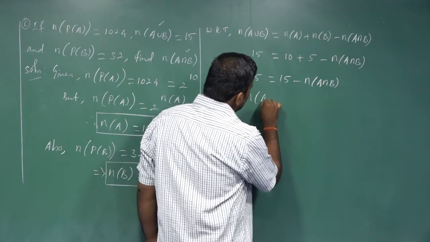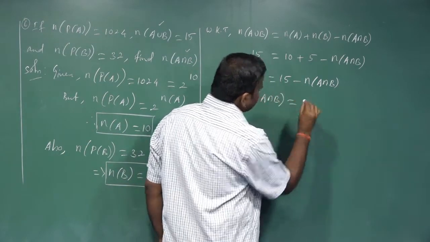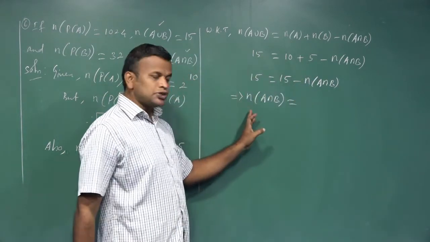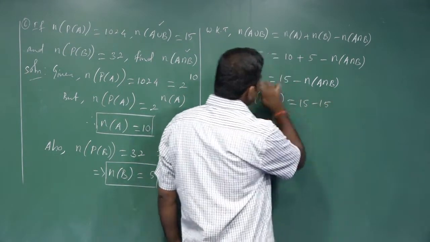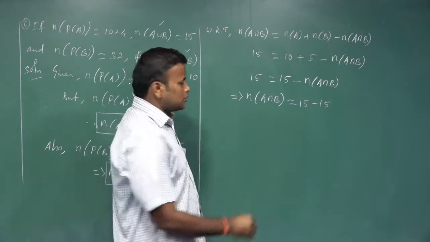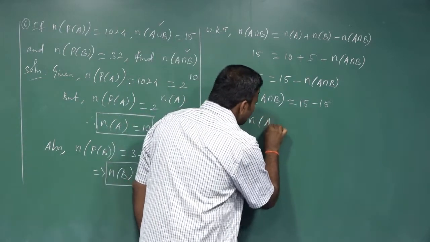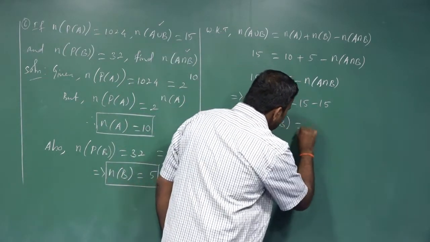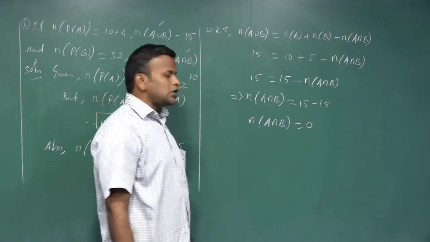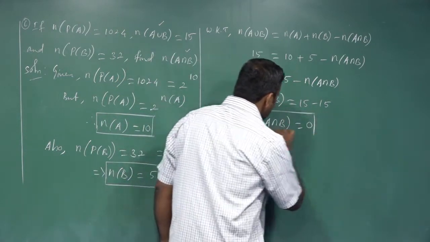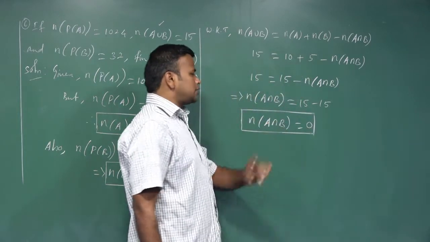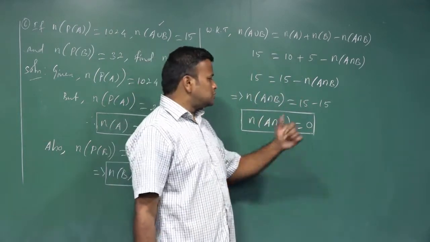So n of A intersection B, okay, the minus will become that side, plus is equal to, already 15 is the plus 15 becomes that side, minus 15. So n of A intersection B value is equal to 15 minus 15 is 0. So n of A intersection B value is 0. Our question also is to find n of A intersection B. So that value is 0.